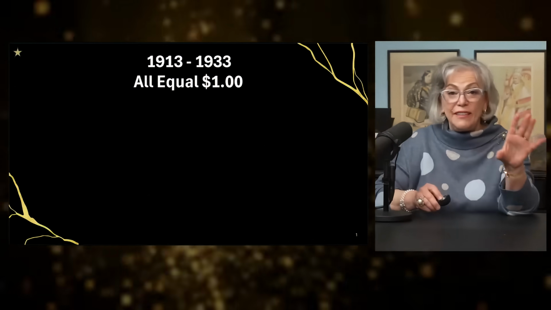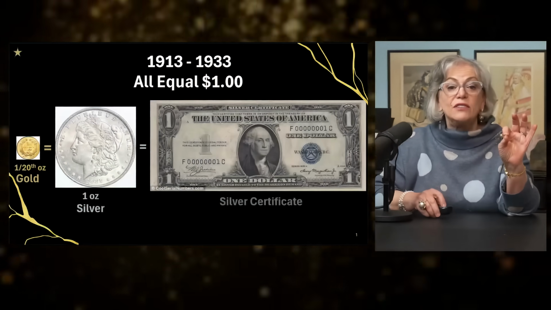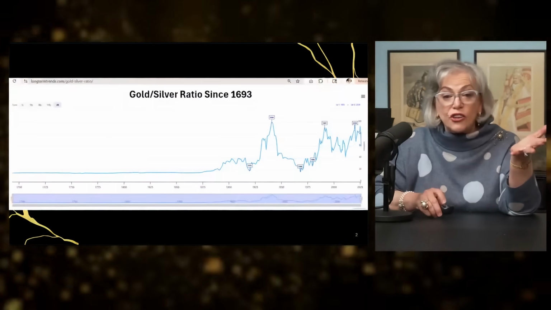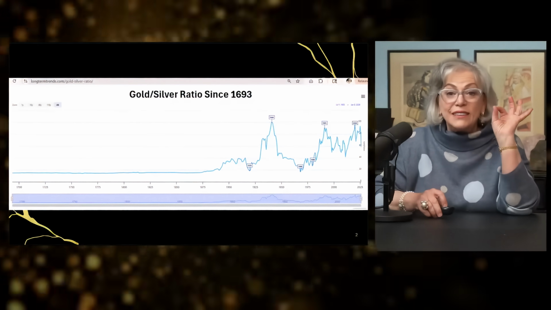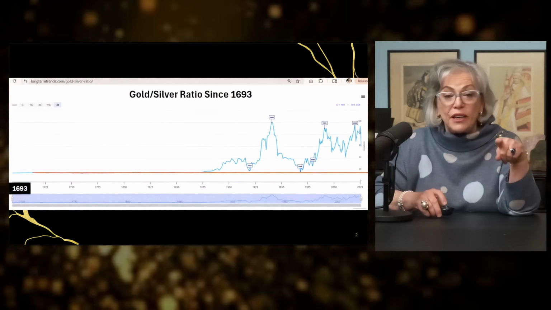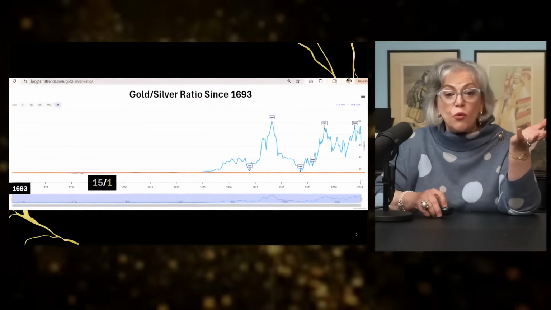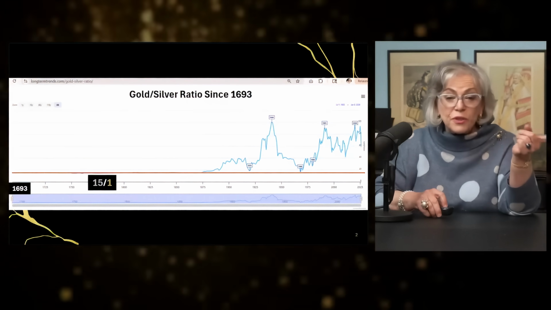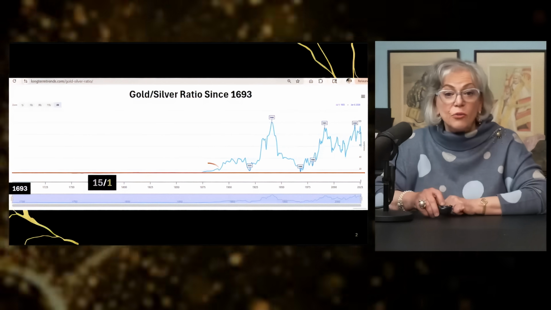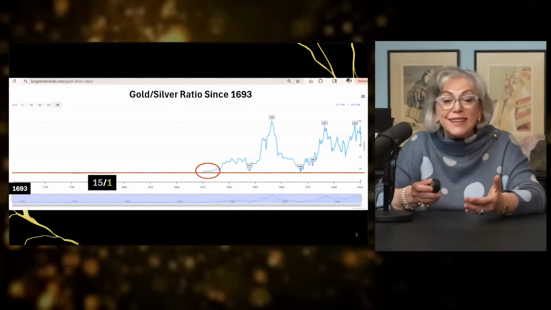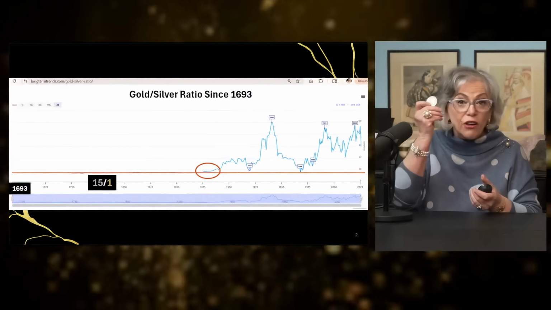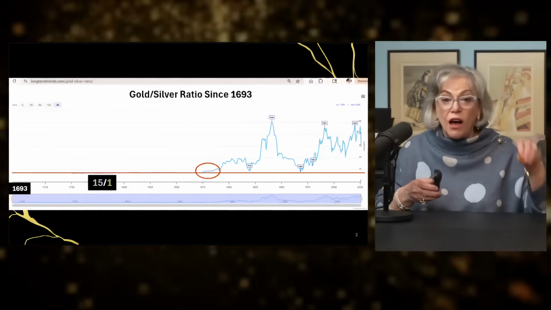So in the beginning, that 20th of an ounce of gold to 1 ounce of silver to a silver certificate, all in circulation at the same time at the same stated value. This takes you all the way back to 1693. You hear a lot about the 15-to-1 ratio. Well, that was from 1693 up until shortly before 1913, when we had a little bit of a shift, but that was the norm. And you can see it stayed very steady at 15 ounces of silver to 1 ounce of gold.